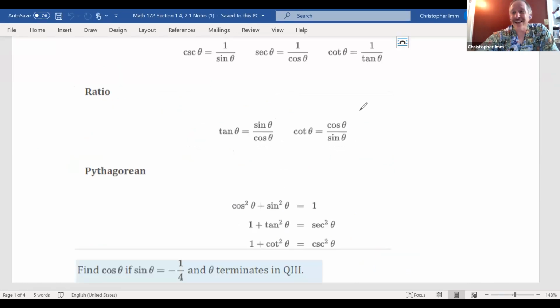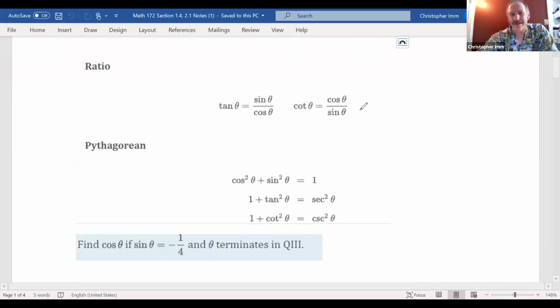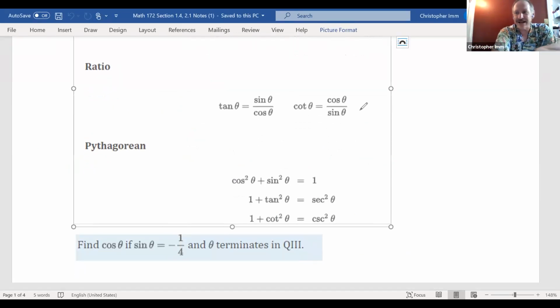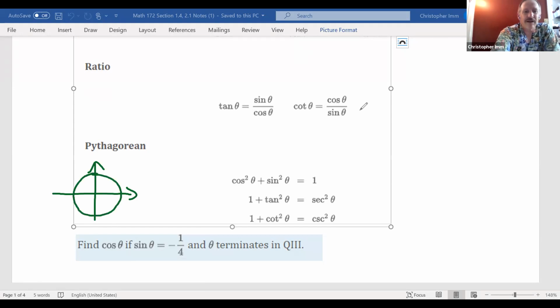And then finally, we have these Pythagorean identities. So the Pythagorean identities, you might think that they come from the Pythagorean theorem, and they really do. So if we think of these trig functions, and now we're going to be looking at the unit circle. The unit circle, unit means one. It's just a circle of radius 1. So the radius is equal to 1.